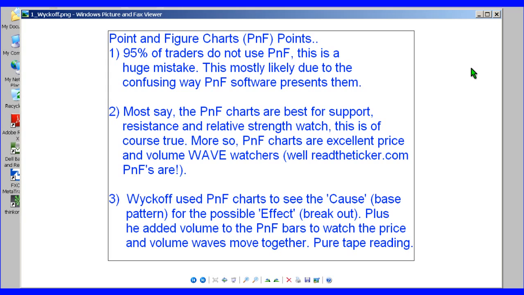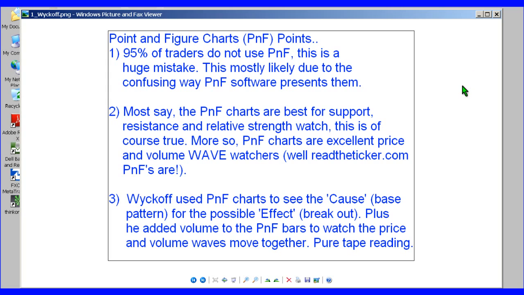Welcome to readtheticker.com. Today we're going to talk about point and figure charts. 95% of traders do not use point and figure. This is a huge mistake. This is most likely due to the confusing way point and figure software presents them.